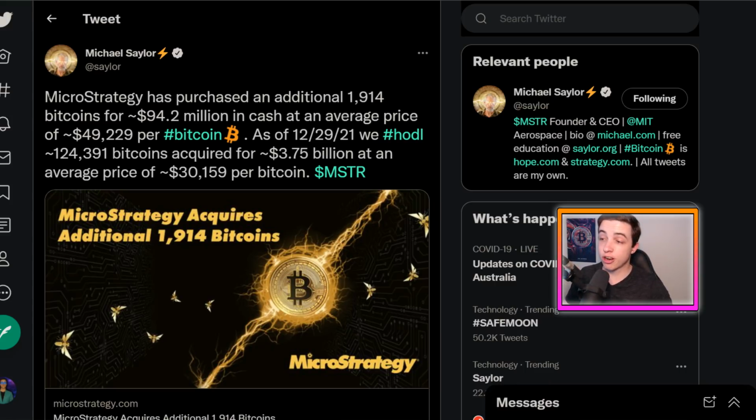Technically, it was MicroStrategy, the company that bought Bitcoin, which is, of course, controlled by Michael Saylor. And this isn't just any old Bitcoin purchase. They bought another 1,914 Bitcoin, which cost them approximately 94 million US dollars in cash, which means as of right now, MicroStrategy currently holds over 124,000 Bitcoin, which they acquired for around 3.75 billion US dollars in total. But right now, that Bitcoin is currently worth close to 6 billion US dollars.